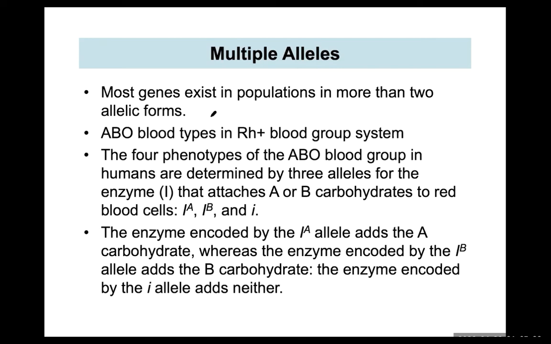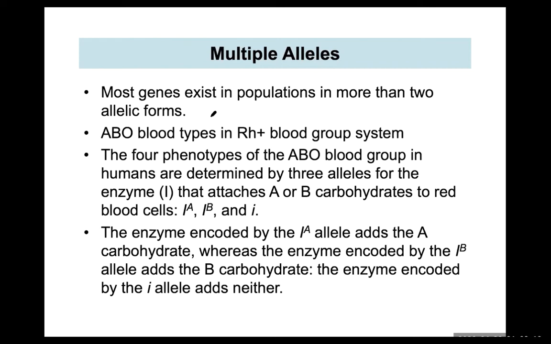So, the blood type gene has three alleles, not two. Of course, in this course we will only think about the Rh plus blood group. There is another blood group called Rh minus, but Rh plus or Rh minus is due to inheritance of a separate, unrelated gene. So in this course, we do not study the Rh minus case. We only study the case of the Rh plus blood group.